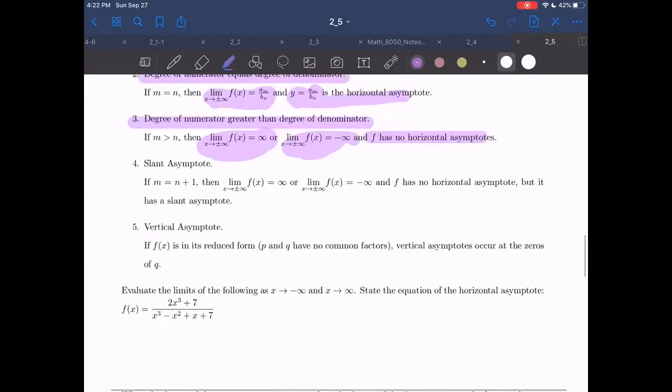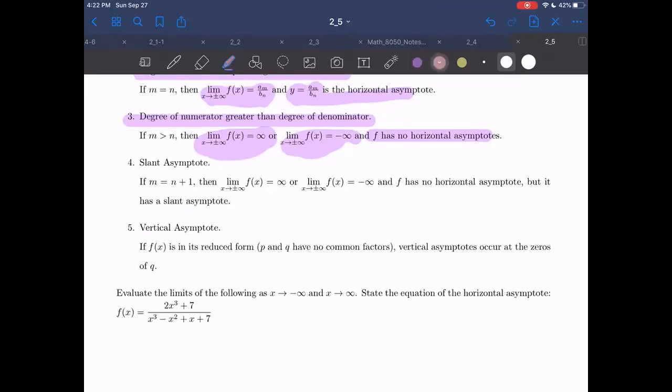Then we do have the possibility of what's called a slant asymptote, if the degree of the numerator is 1 more than the degree of the denominator. So if the degree of the numerator is 3 and the denominator is 2, then the limit as x approaches positive or negative infinity is still going to be positive or negative infinity, and f will have no horizontal asymptotes, but it'll have a slant asymptote. We'll talk about a slant asymptote in just a moment.